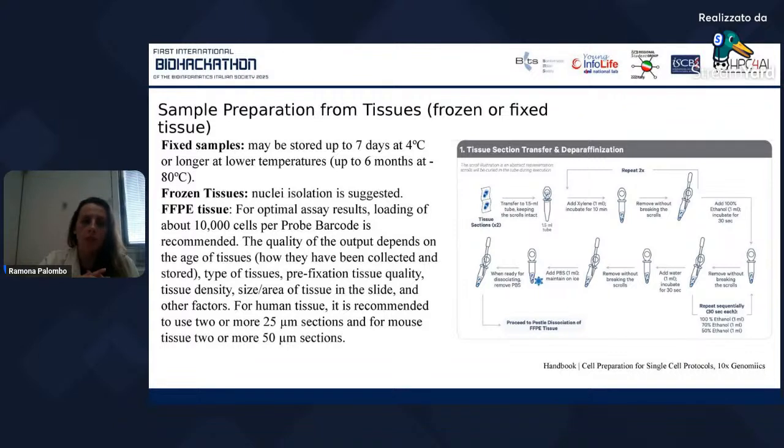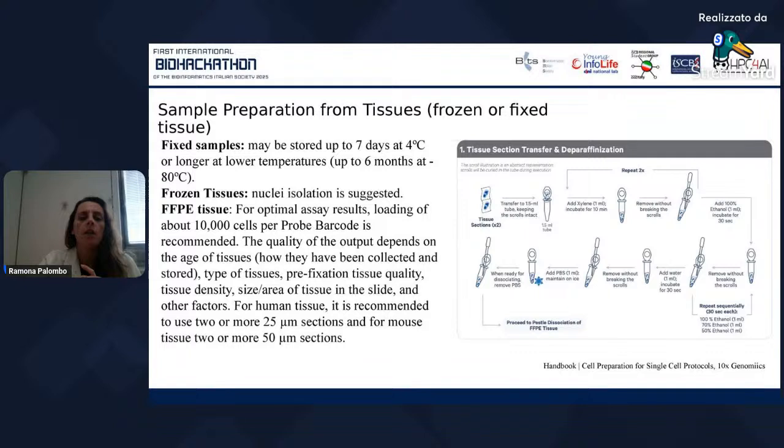And for frozen tissue, nuclei isolation is suggested because nuclei are more resistant to the freezing and thawing procedures, and so they can allow me to obtain a good RNA quality. But if I use just nuclei, nuclear RNA species, maybe I can lose some information about RNA that are translocated to the cytoplasm compartment. So be aware of this.